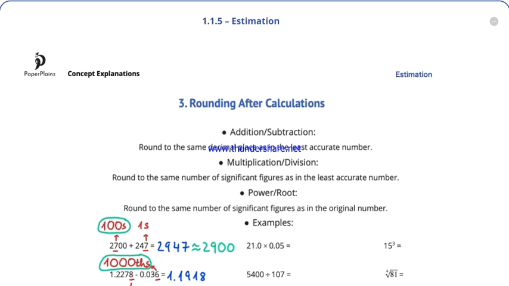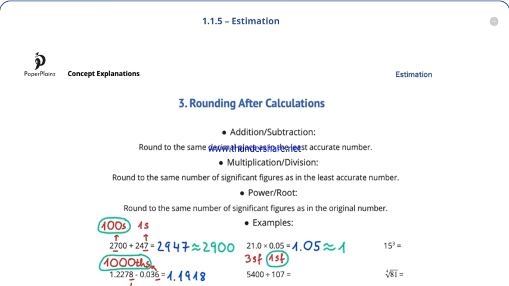21.0 times 0.05 gives us 1.05. 21.0 has 3 significant figures, since the 0 after the decimal point is a significant figure, and 0.05 has only one significant figure, which is the 5. The zeros before the 5 do not count as significant figures. Now we have to round to the least amount of significant figures that we see in our numbers. This is one significant figure in 0.05, so 1.05 rounded to one significant figure is simply 1.